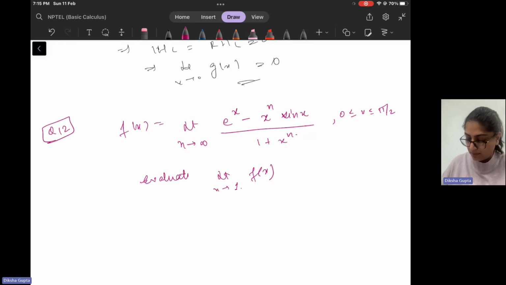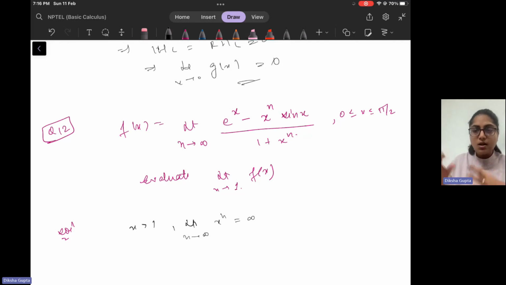So why is 1 a problem here? Because when n tends to infinity, x raised to power n can go to infinity or to 0 depending upon how x is behaving. So for x greater than 1, limit n tending to infinity of x to the n is infinity. That is, when you do x square, x cube, and x is greater than 1, the value of the function will increase. But if x is less than 1, and if you increase the power, then x raised to power n decreases, right?